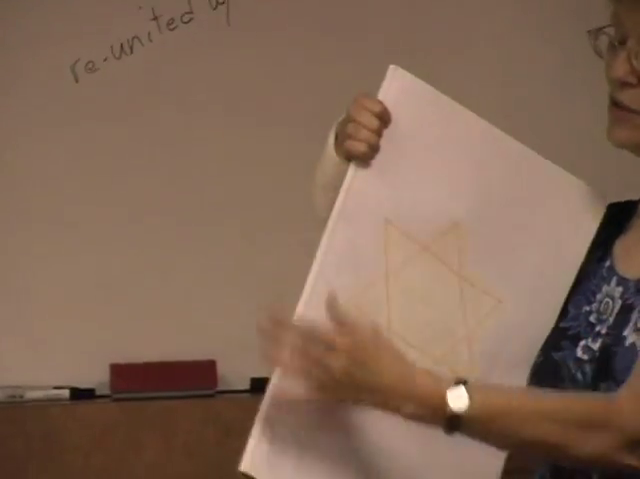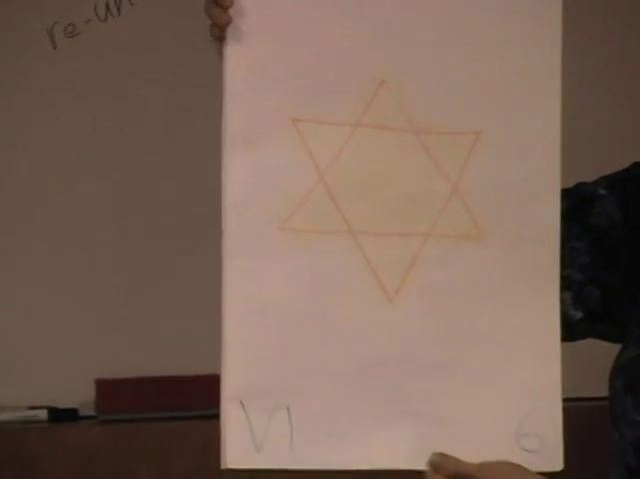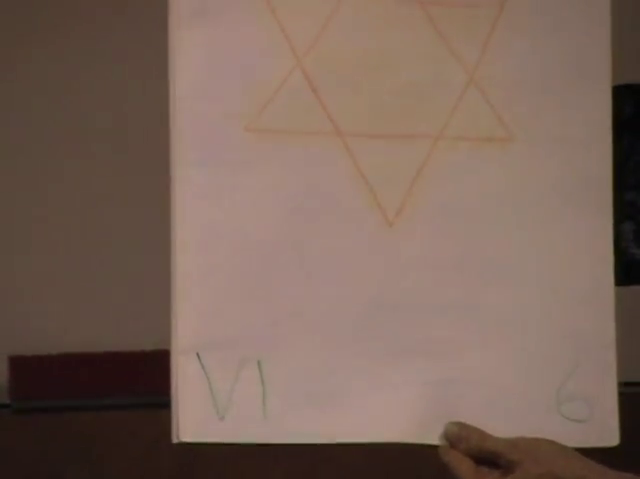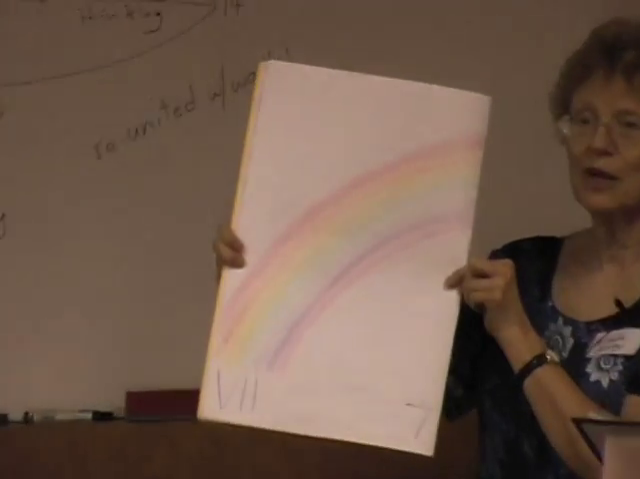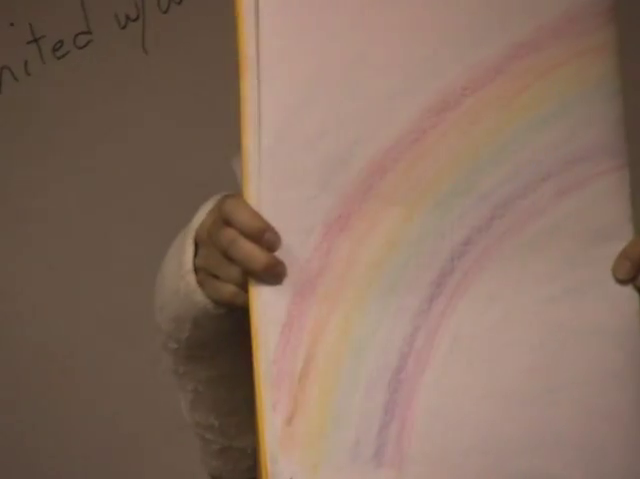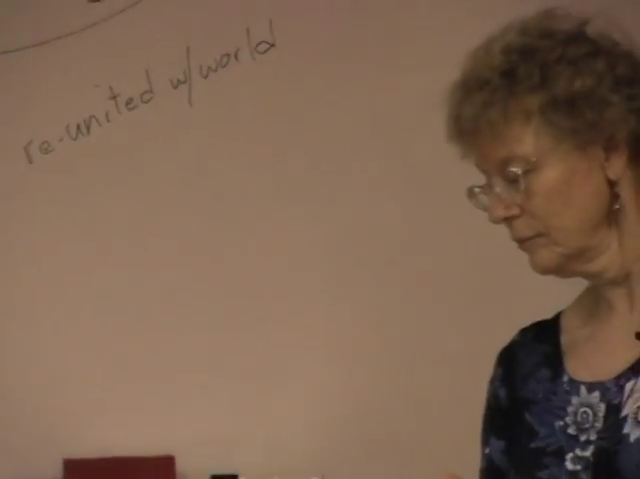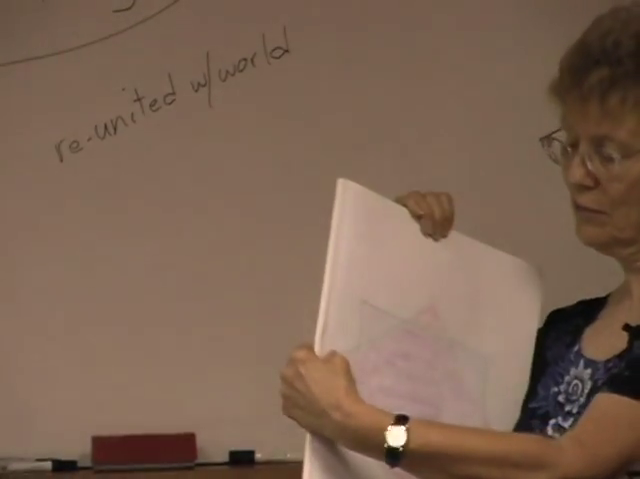For 6, I do the Star of David, and I might tell a story, a simple story about David. The 6. For 7, I do the rainbow, including indigo, which makes 7 colors. For 8, a star made with 2 squares.